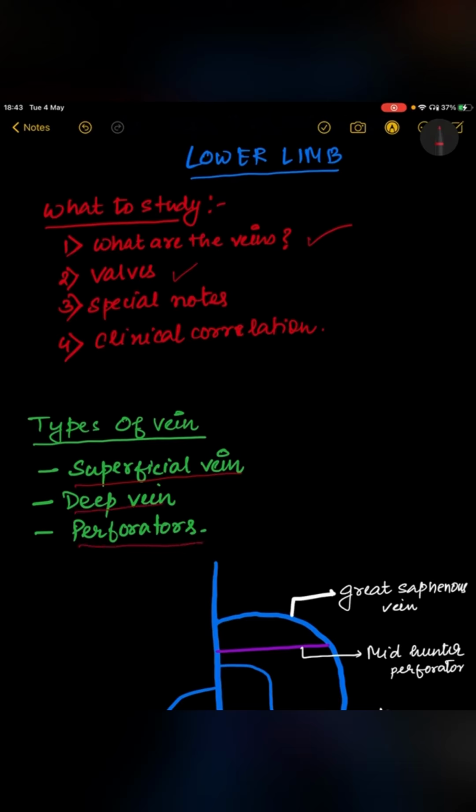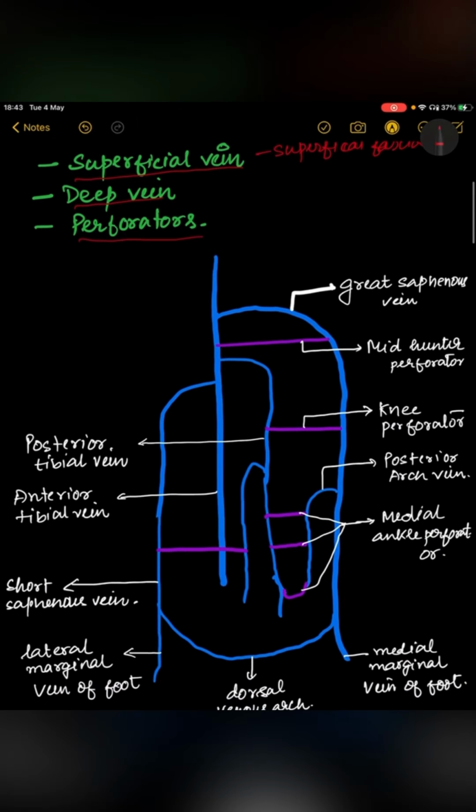When we talk about the superficial veins, what are these? The superficial veins are the veins that lie in the superficial fascia. So the veins which lie in the superficial fascia are the superficial veins. What are the superficial veins? The great saphenous vein. You see this diagram? This is the great saphenous vein and the small saphenous vein. These are the two important superficial veins of our lower limb.